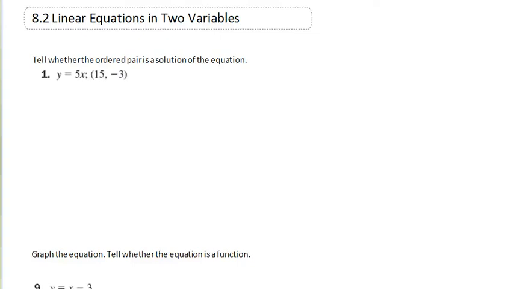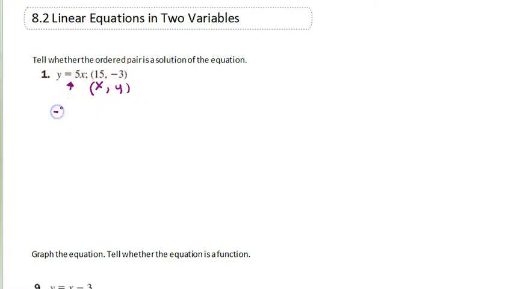For this video, we will be learning about linear equations in two variables, 8.2. So for the first problem, we have to tell whether the ordered pair is a solution of the equation. Now remember, this is x and this is y in an ordered pair. So if we look at our linear equation, we can substitute y for y and x for x.